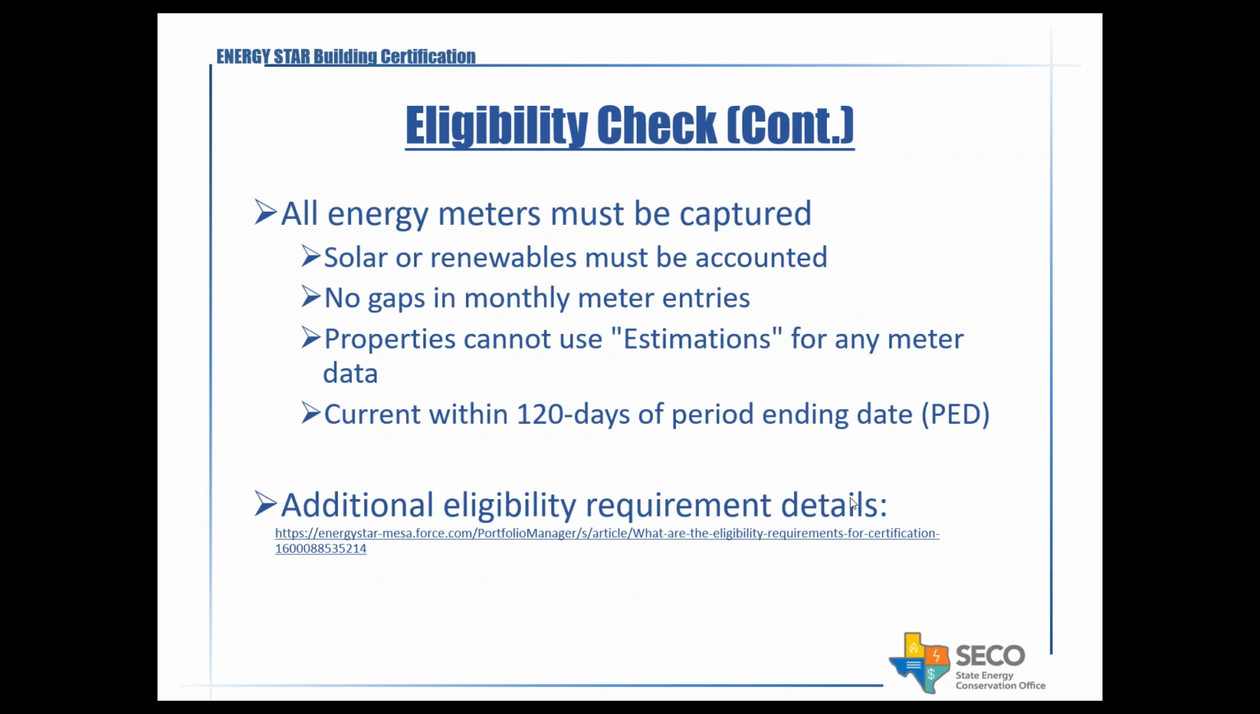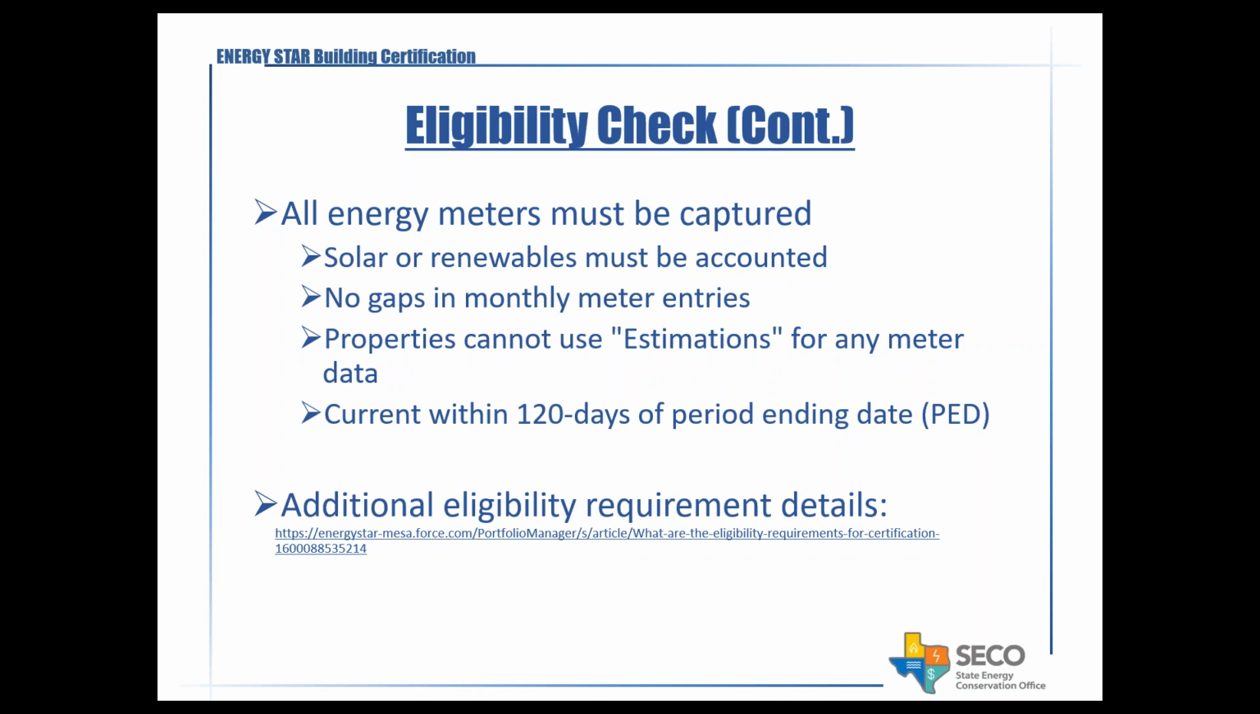And I think lastly, for the eligibility check, we touched on this a little bit earlier: all energy meters must be captured. That includes the solar and any other renewable energies that are on site. You cannot have any gaps in your monthly meter entries. For the properties, we can't use estimations. So whenever you're entering your energy meter data, there's a checkbox. If you're estimating that energy usage, you cannot have the estimations. You have to use the most accurate data available to you.